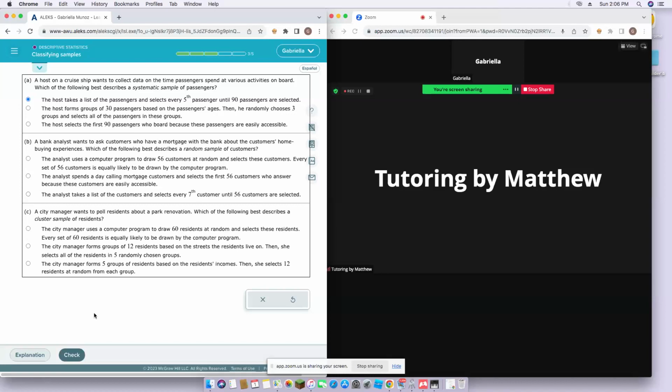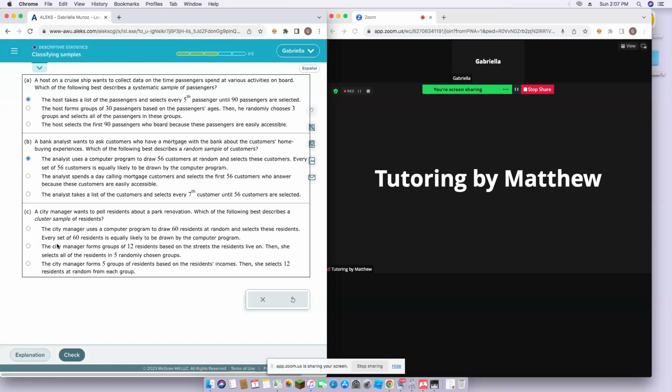So I would say B. Does B say that? This one actually says exactly the words I mentioned, equally likely to be drawn, to be selected. Equally likely is the key word. That's for a random sample. Now, cluster sampling is where you choose all of them in a certain subsection. It's not very random.